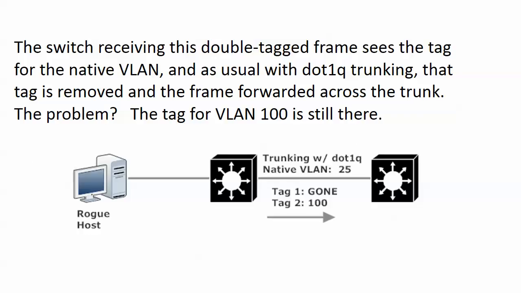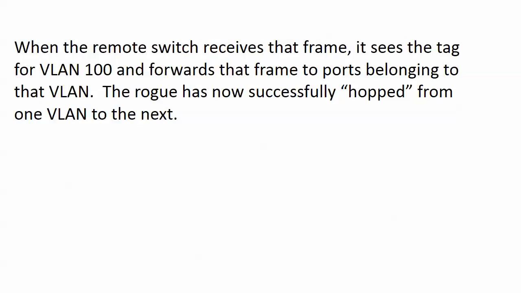Well, the tag is removed, the frame is forwarded across the trunk, and the problem here is that of the two tags that were there, one is still there. And that's the tag for VLAN 100, so you start to see where the hopping part comes in. Because when the remote switch receives the frame, it sees the tag for VLAN 100 and says, oh, okay, the ports in VLAN 100 need this frame. So the rogue has now successfully hopped from one VLAN to another.